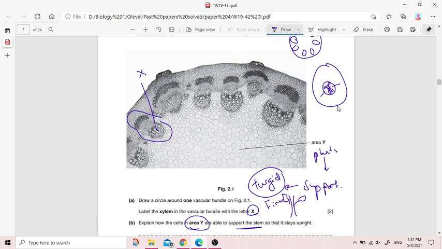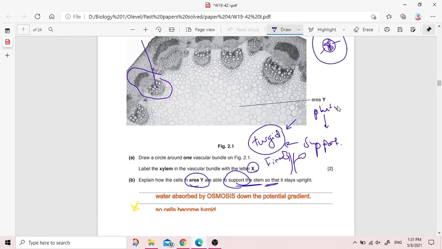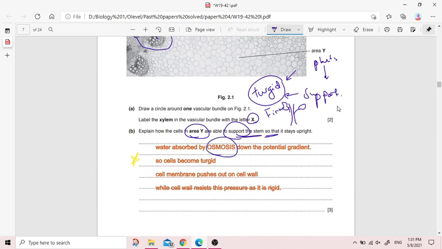So when he asks you to explain how cells in Y are able to support the stem, what will I do here? I will explain how they become turgid. What do I say? Water is absorbed by osmosis down the water potential gradient. When the water enters the cell by osmosis, they become turgid. What happens when the cells become turgid? The cell membrane and the vacuole push out, while the rigid cell wall pushes back. So the cell membrane pushes out while the rigid cell wall pushes back. The resistance of the cell wall creates turgor pressure, a pressure that makes the cell very firm so it can support the stem of the plant.